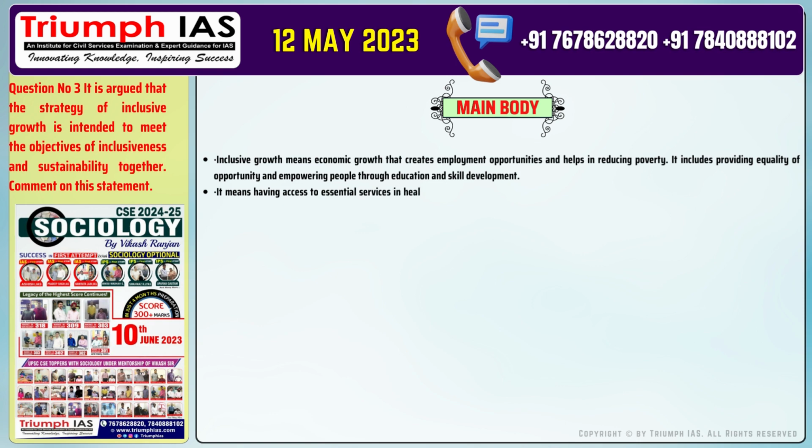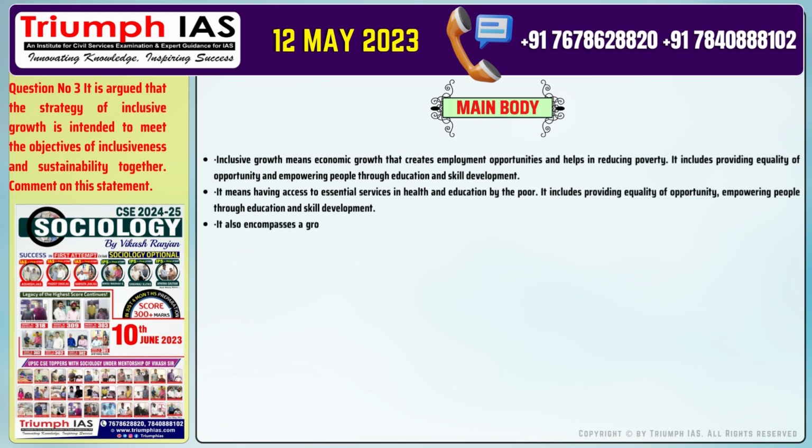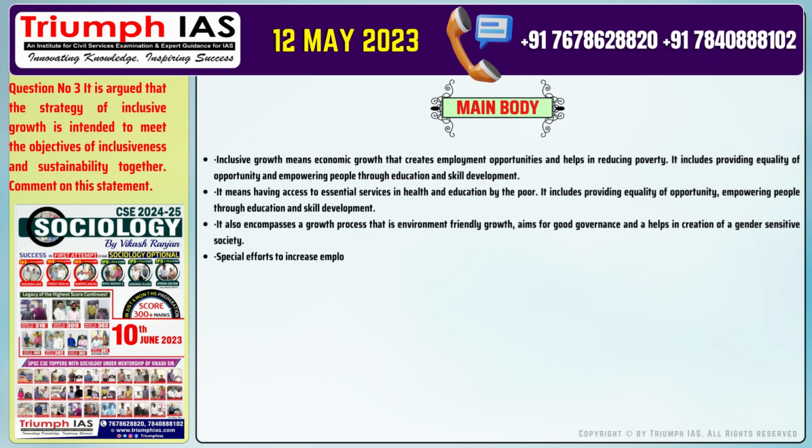Number 2. It means having access to essential services in health and education by the poor. It includes providing equality of opportunity, empowering people through education and skill development. Number 3. It also encompasses a growth process that is environment-friendly, aims for good governance, and helps in creation of a gender-sensitive society.